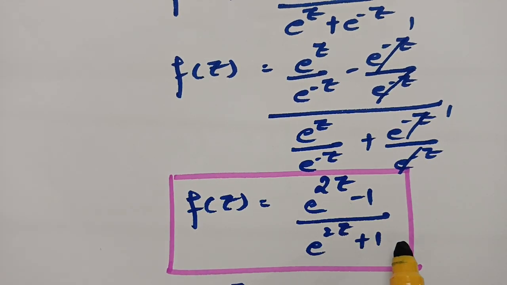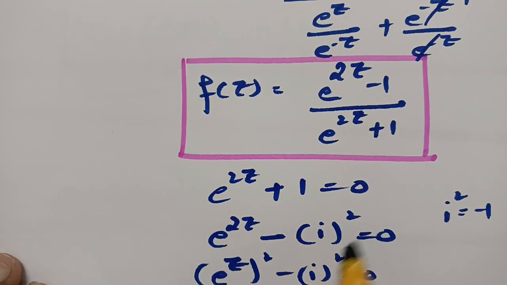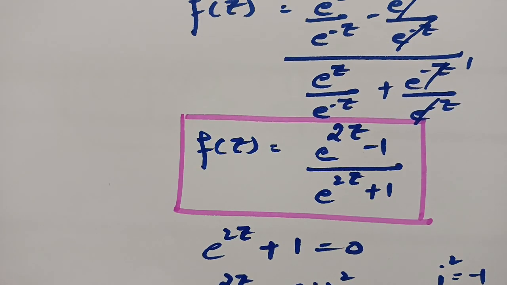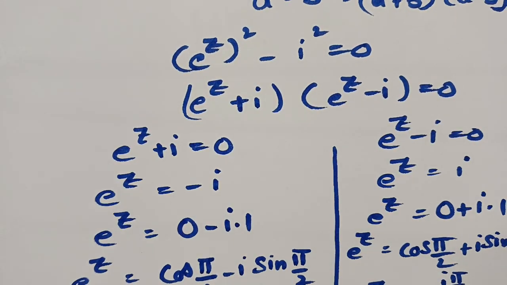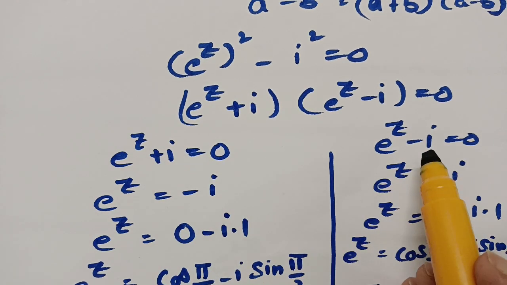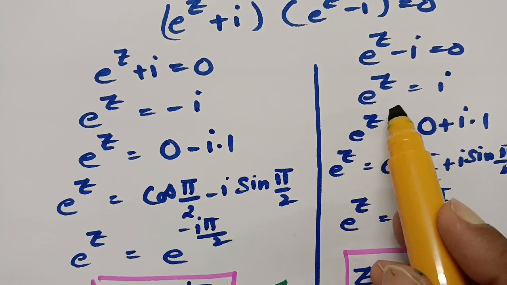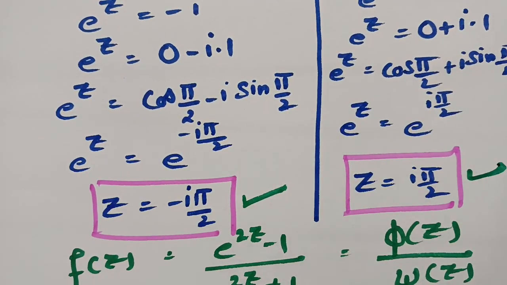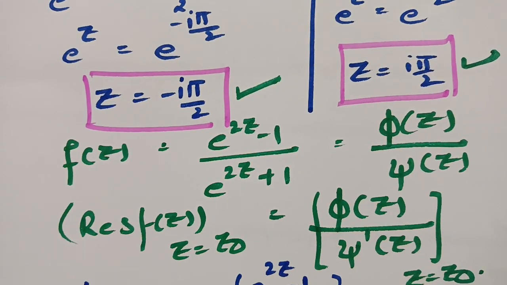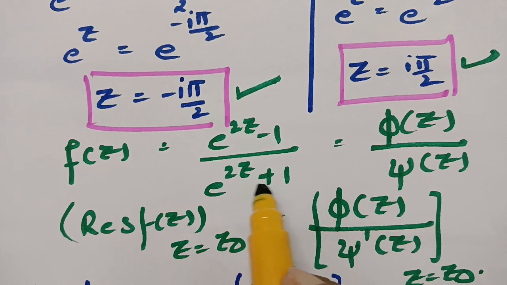In order to find the pole values, we have to equate the denominator to 0, as this is a² − b², which can be written as (a + b)(a − b). If I equate this term to 0, this is the value, that is e^(−iπ/2). This is our pole value, and the second pole value is found similarly. Here, in order to find the pole values, f(z) is equal to (e^(2z) − 1)/(e^(2z) + 1).